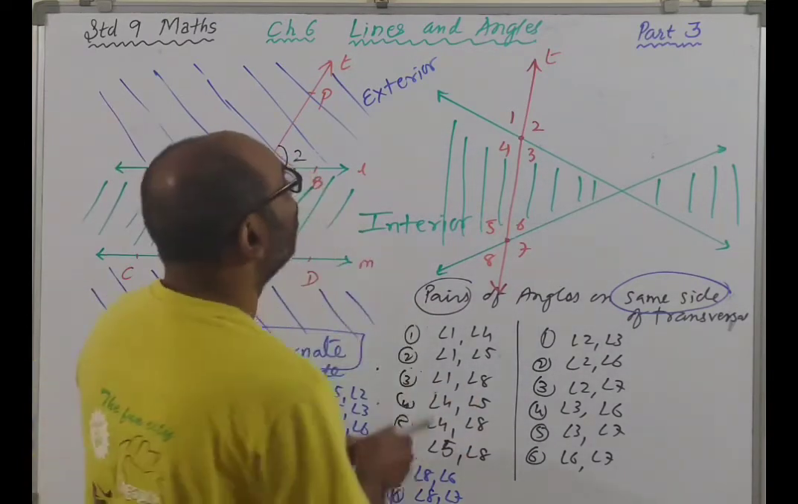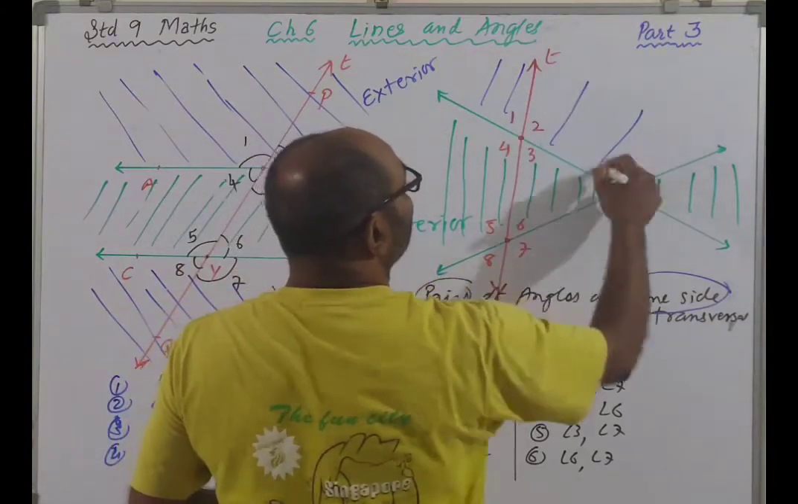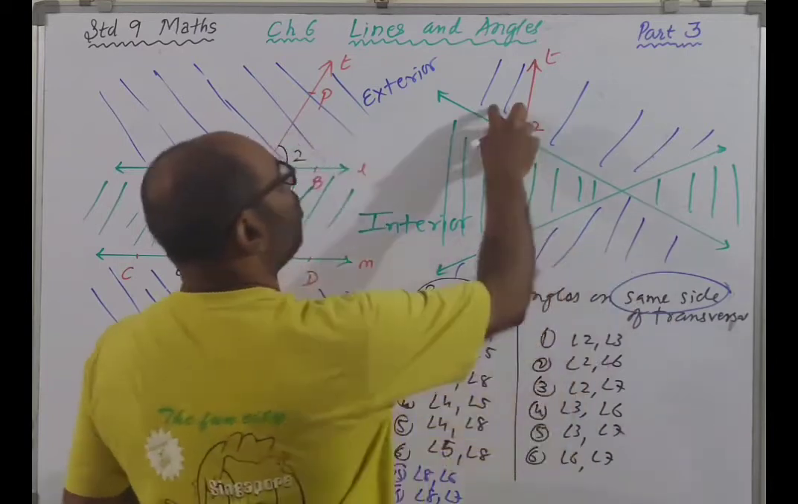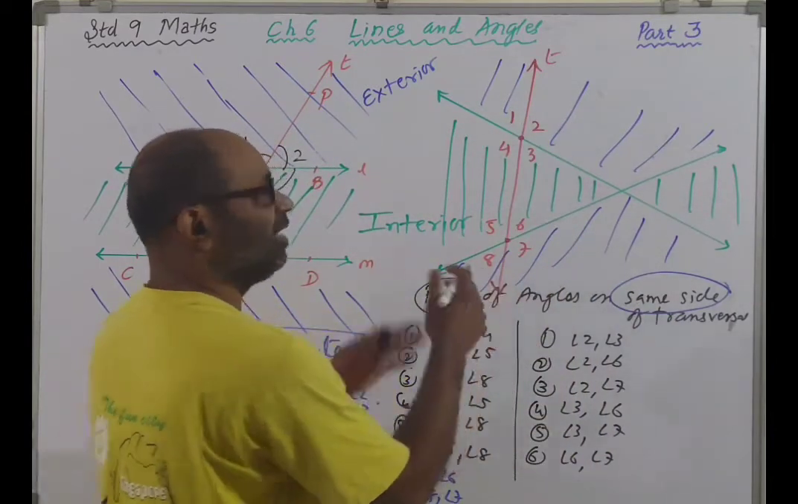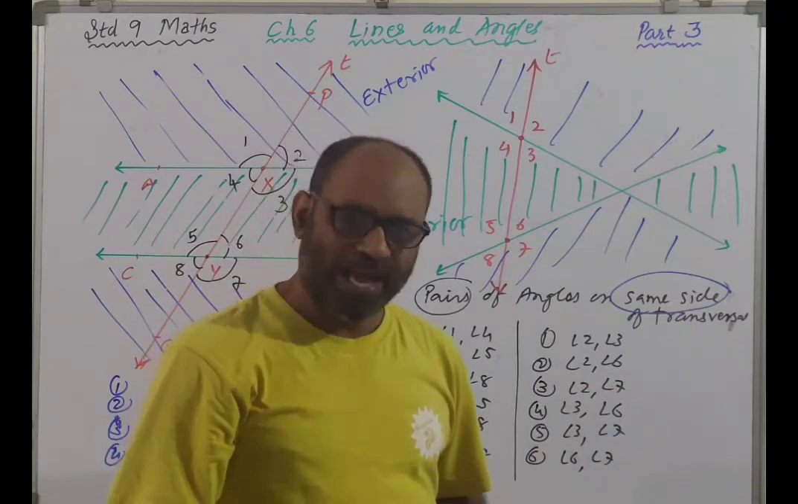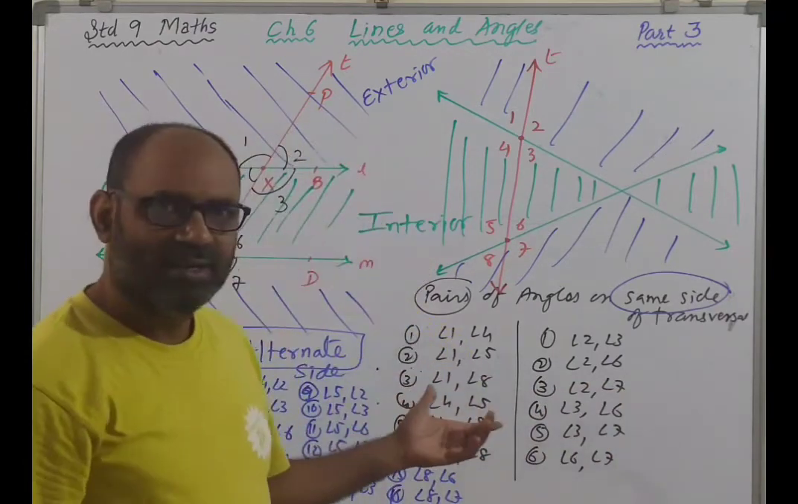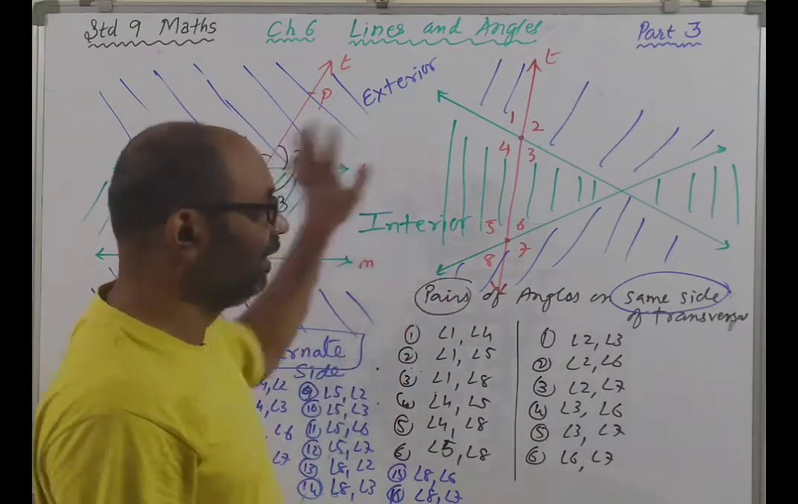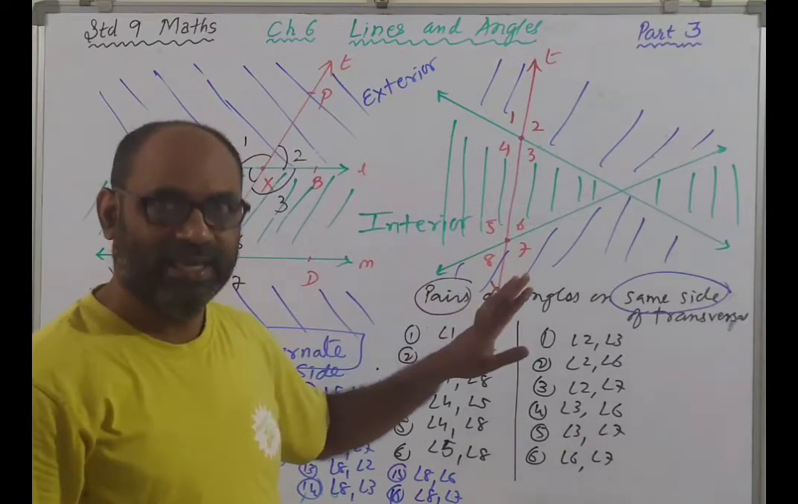Speaking of the exterior, this is the exterior region. So 1, 2, 7 and 8, these 4 angles are in the exterior. Are you getting me? So you will get the pairs similarly. Okay, we'll see in the next diagram, simultaneously, we will see both together. Okay.